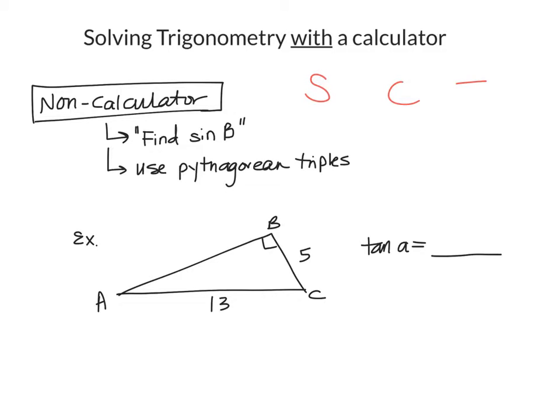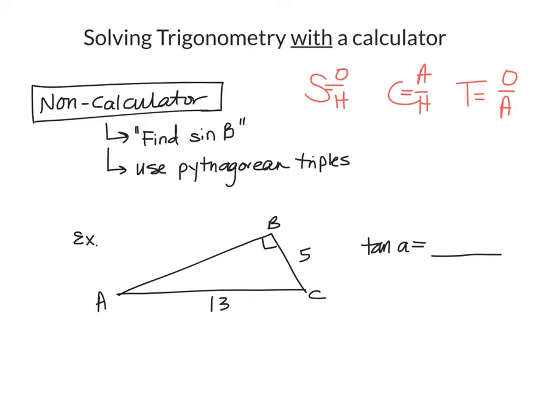Sine, cosine, tangent: SOH CAH TOA, which stands for opposite and hypotenuse, adjacent and hypotenuse, opposite over adjacent. All right, so those are your 3 ratios that you need to know. Non-calculator, we talked about the Pythagorean triples, which are those whole numbers: 3, 4, 5; 5, 12, 13; 8, 15, 17, that you need to know.